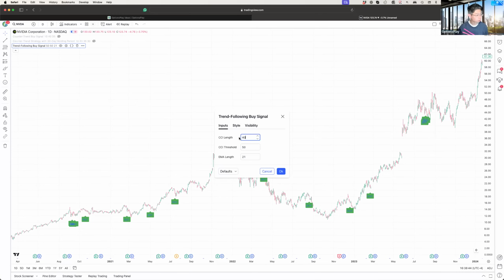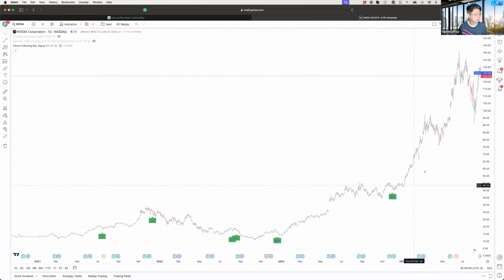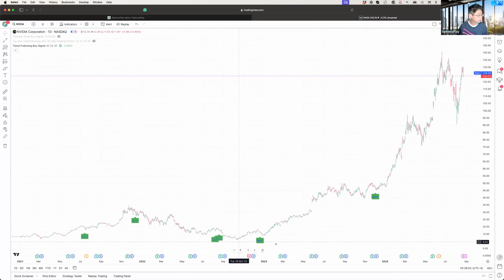But what this allows me to do is I can easily say, well, what would I see if I used a 40 period CCI? And what if I use, let's say, a 25 threshold on that buy signal? What if I use, let's say, a 26-day moving average instead of a 21-day moving average? I can easily see all the new buy signals change, right? And what I'm basically looking for is to very visually, quickly gauge whether I'm getting good buy signals or not.